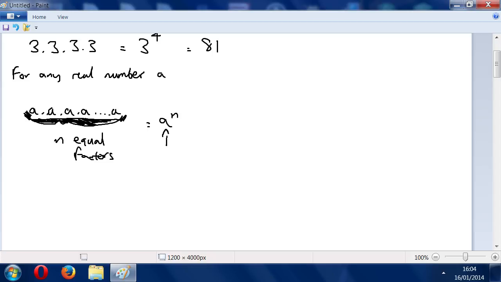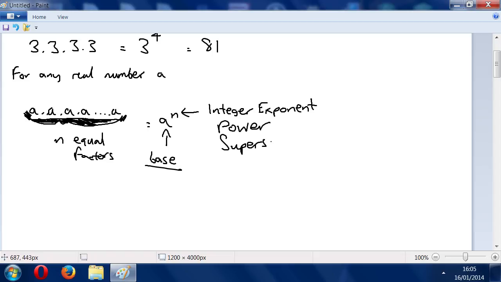Okay, so this a is known as the base, and the n is the integer exponent. It can also be called the power, and it's a superscript. So they're all things which are covered.